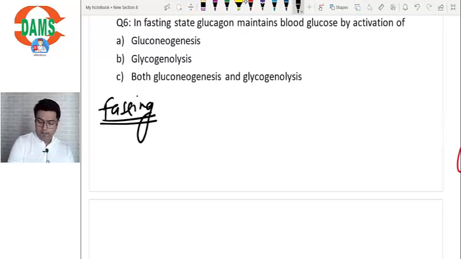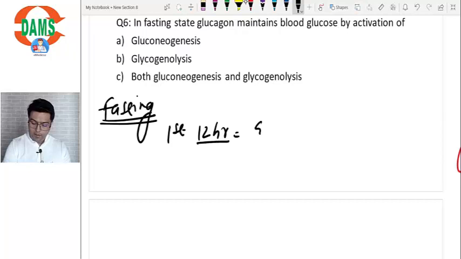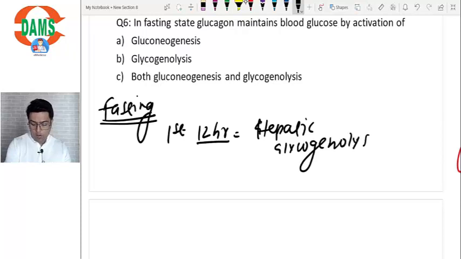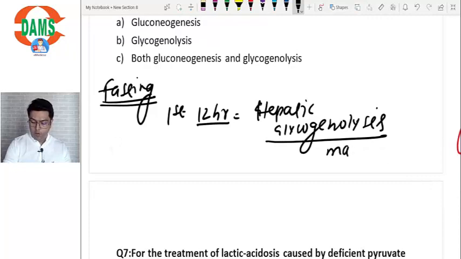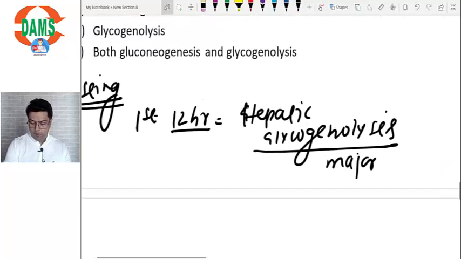If someone is fasting, for the first 12 hours, only the liver, hepatic glycogenolysis, is required. Muscles also have glycogen, but that is not delivered to the blood. That's why I have written liver glycogen for the first 12 hours. This is the major source.